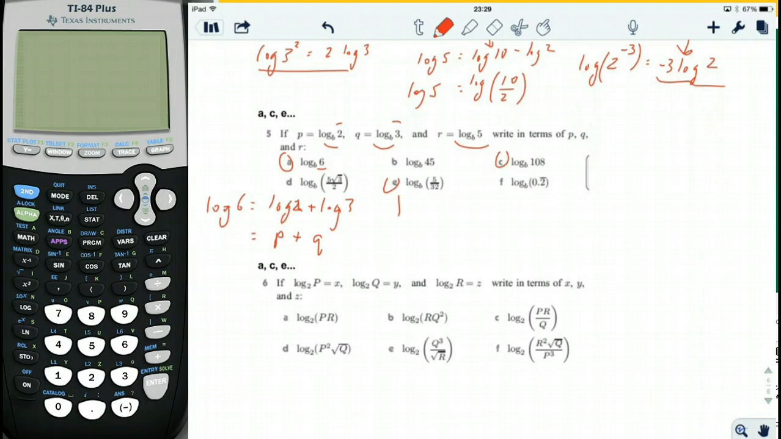What about this one? Log base B of 5 divided by 32. So that would be log base B of 5 minus log base B of 2 to the 5th. So that would be R minus 5 times P. And then what about this one? Log base B of 108.